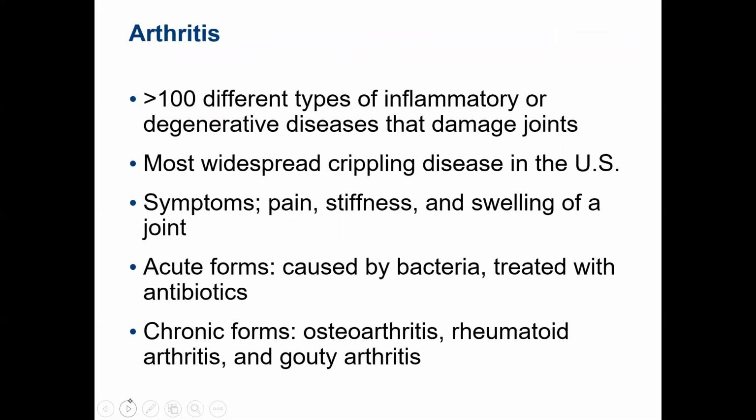There are better than 100 different types of inflammatory diseases that we call arthritis. The word arthritis means inflammation of a joint. As a whole, arthritis is the most widespread crippling disease in the United States. Symptoms are the symptoms of joint inflammation: difficulty moving, swelling. There are many different forms of arthritis. Some of them are acute and caused by things that can be treated, like bacterial infection. Some of them are chronic. We just have to manage the symptoms.